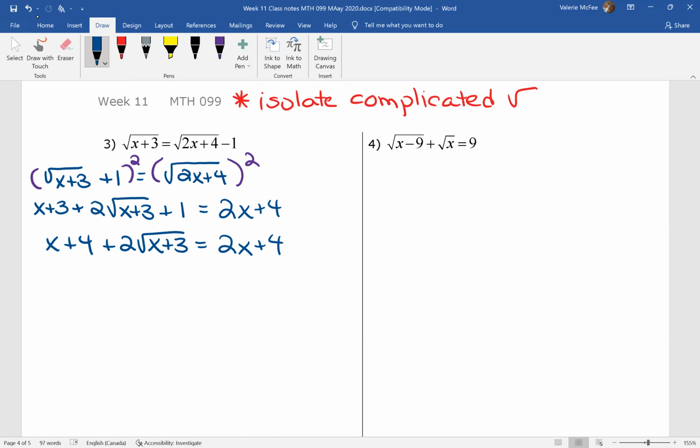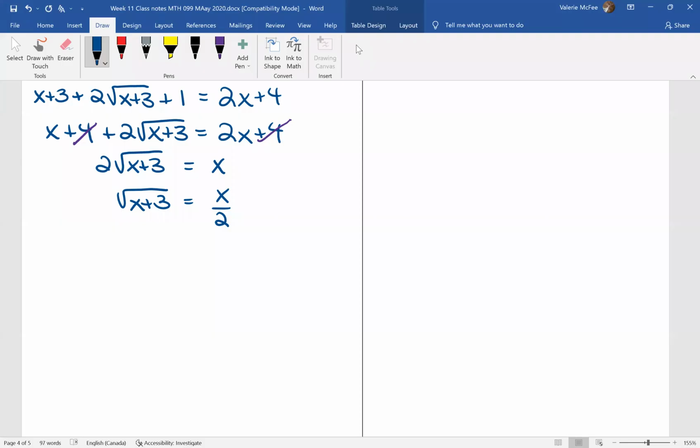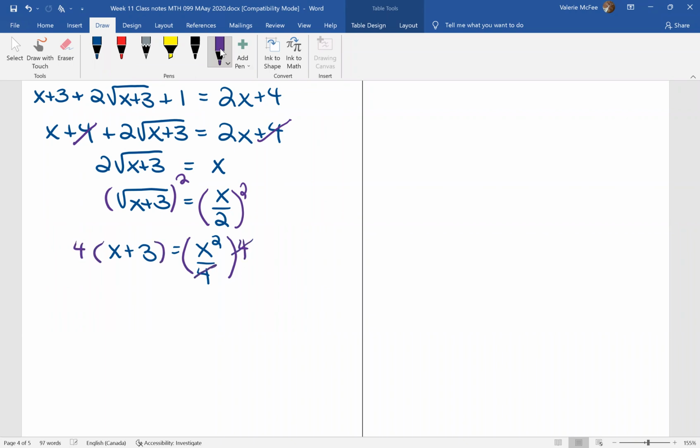Now we can isolate our radical again. Square both sides again. Now we see we have a quadratic equation. So let's get rid of that denominator, multiply both sides by 4. And why don't you stop and finish solving here?